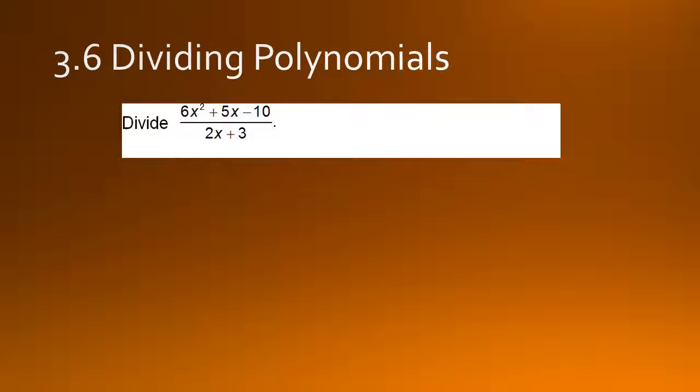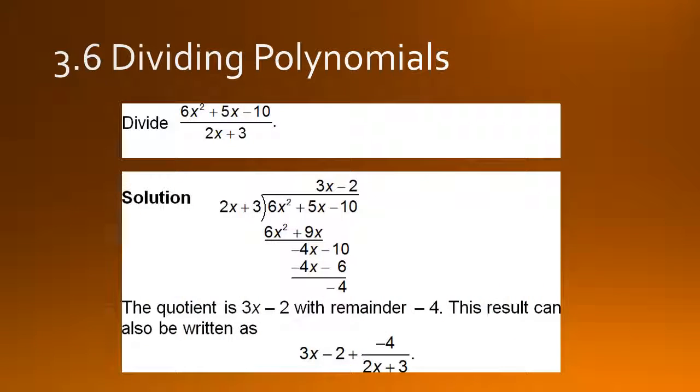So try dividing this. Pause the recording, give it a try, and resume the recording to check your answer. By the way, do not use synthetic division because you do not have this in the proper form. You must use long division on this problem. Okay, so we use our long division and we get 3x minus 2 with a remainder of 4. Using our division algorithm, we're going to write it as 3x minus 2 plus -4 over 2x plus 3.